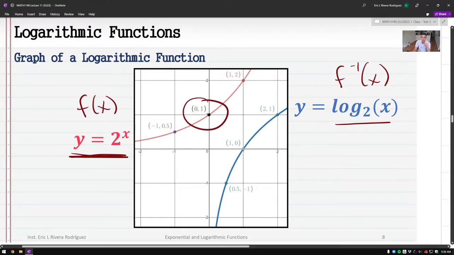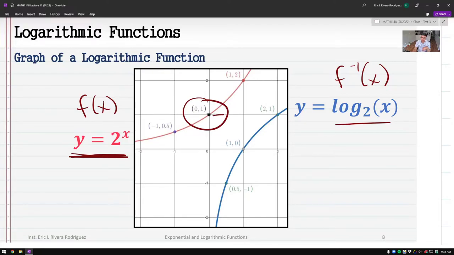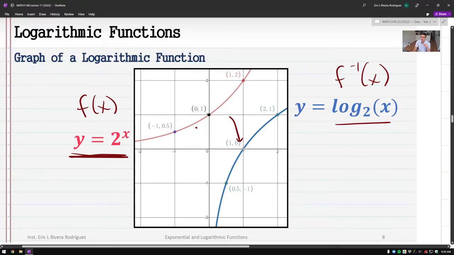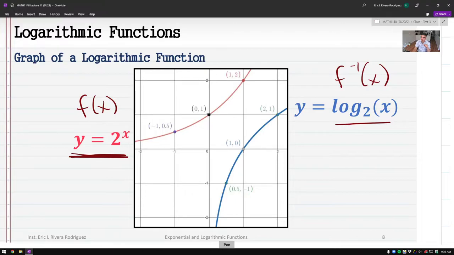The only y-intercept in the exponential function is (0, 1), but now that y-intercept becomes an x-intercept at (1, 0) in the inverse function. So the domain of the logarithmic function goes from 0 to positive infinity. The domain of the exponential function is all real numbers. The range of the exponential function goes from 0 to infinity. The range of the logarithmic function is all real numbers. And you can see that by looking at the graph, okay? This is the exponential function, and this here is the logarithmic function.